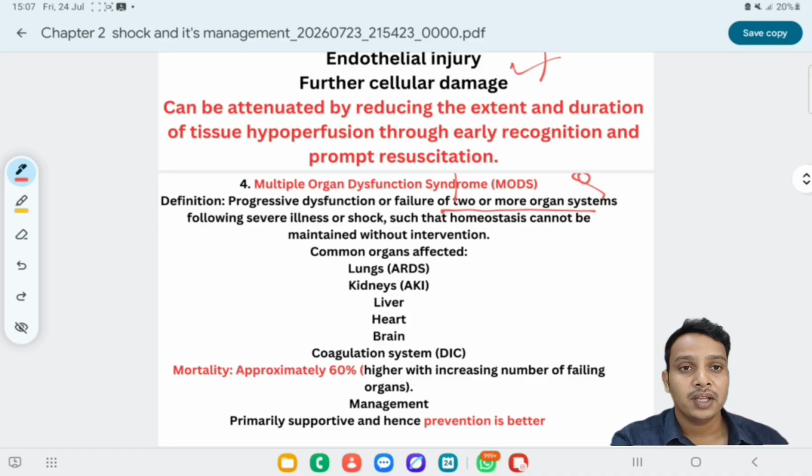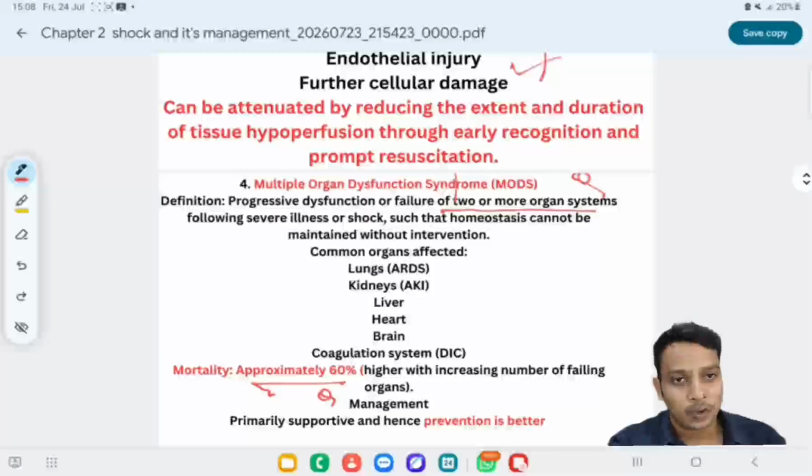Remember, friends, multiple organ dysfunction syndrome carries a mortality of approximately 60%. This is also an important MCQ. Treatment of multiple organ dysfunction syndrome is only supportive management. There is no definitive line of management. What is supportive management? If there is a failing heart, you support the heart with inotropes. If there is a failing lung, we do intubation and mechanical ventilation. So there is only supportive management.